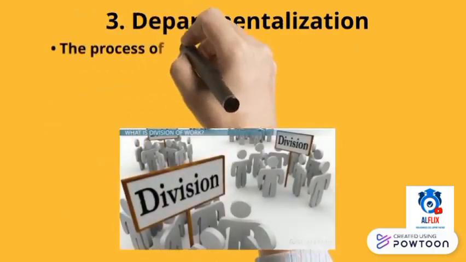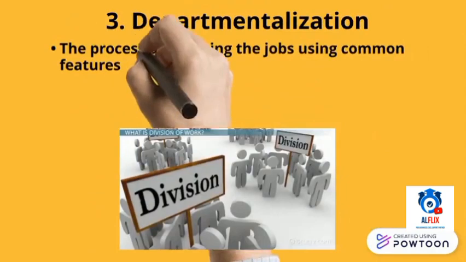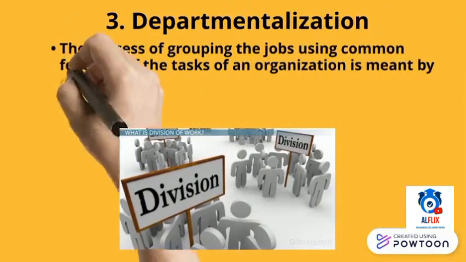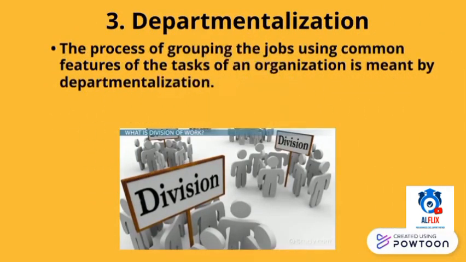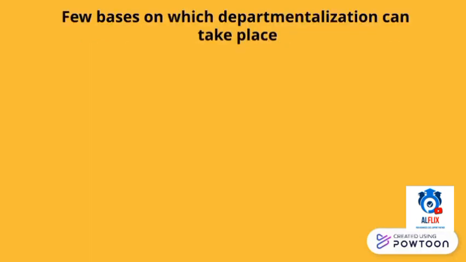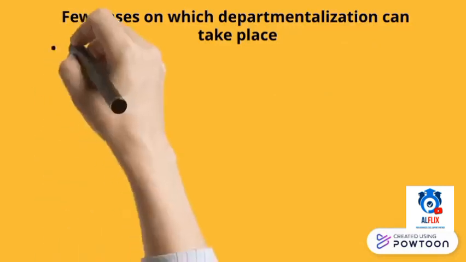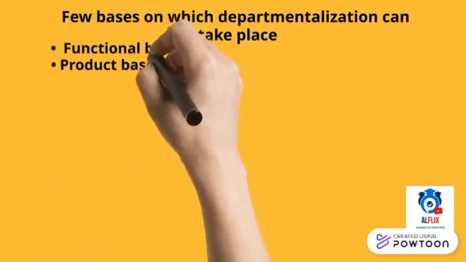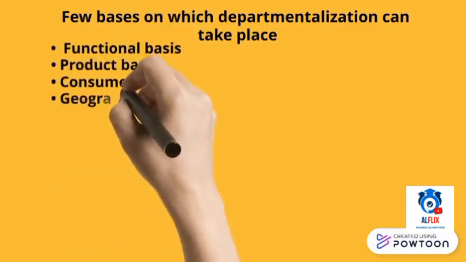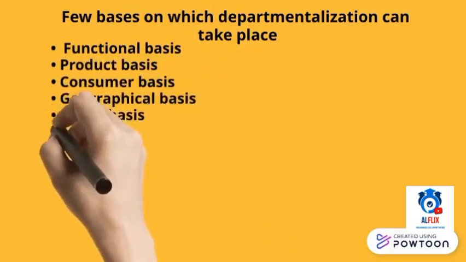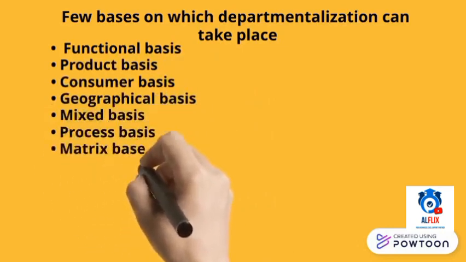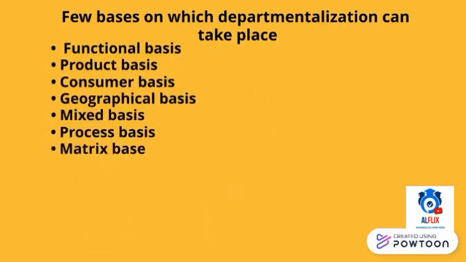Departmentalization. The process of grouping the jobs using common features of the tasks of an organization is meant by departmentalization. Now let's look into a few bases on which departmentalization can take place. Functional basis, product basis, consumer basis, geographical basis, mixed basis, process basis, matrix basis.